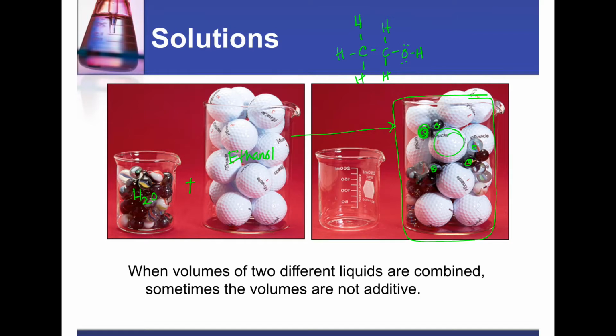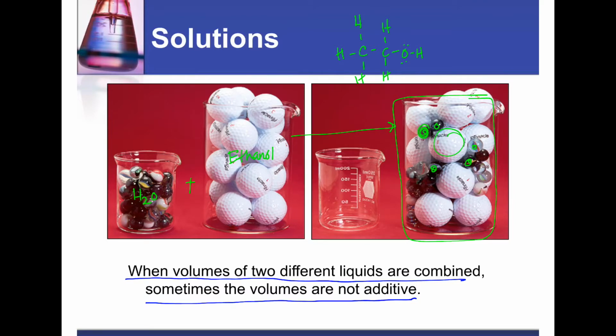So sometimes when the volumes of two different liquids are combined, the volumes are non-additive. And this happens most when the two molecules have a very different size. When the molecules have about the same size, they tend to be additive. One can't fit between each other.